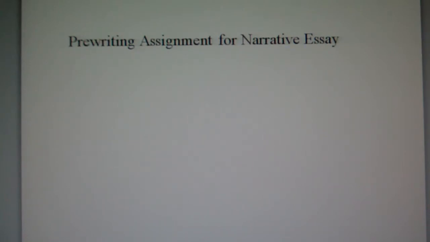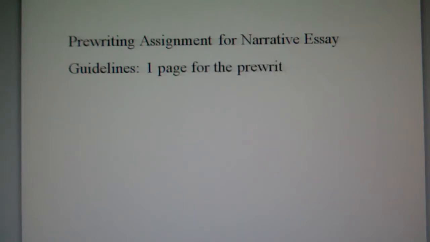By the way, the pre-writing stage of the writing process is the first step. And it's the step where you're really just trying to get ideas for the essay. So it's not writing the actual paper. But the first technique that you will see, well, maybe before we get into techniques, let me give you just some guidelines, and I'll write that up here as such. So guidelines is 1 page for the pre-writing.